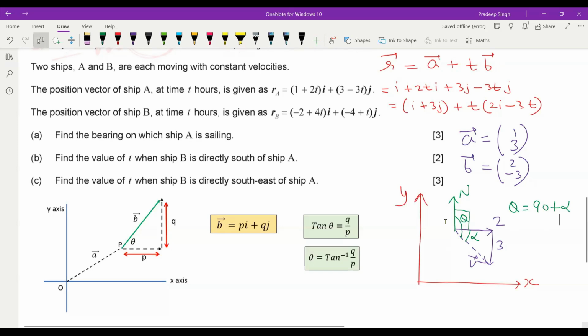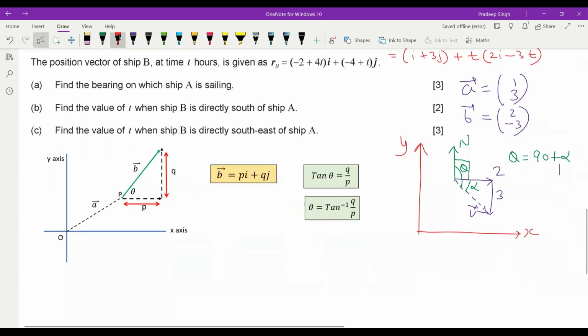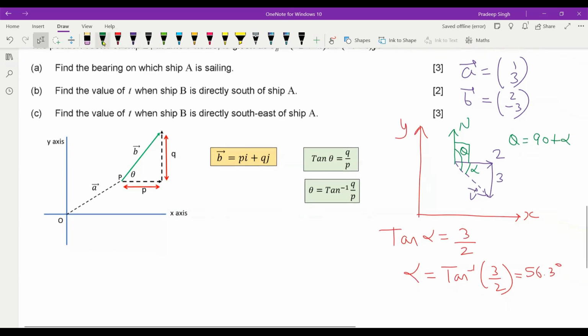And how do we find alpha? We use the same trick of tan. In this right angle triangle, tan alpha will be opposite upon adjacent, so 3 upon 2. On simplifying this, alpha will come out as tan inverse of 3 by 2, which we will get as 56.3 degrees. Now the theta angle is 90 plus alpha. So let's write down the final answer. Bearing will be 90 plus the angle which we have found, 90 plus 56.3, which is equal to 146.3 degrees. And that is the answer for part A.